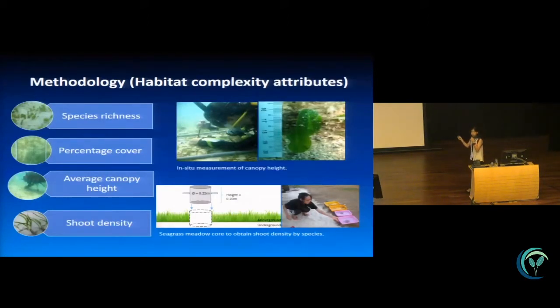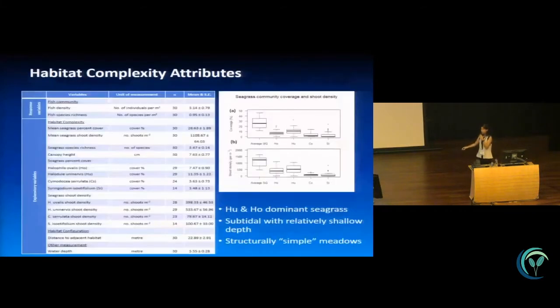After the video has been taken and we return to the quadrat, within the 2 meter by 2 meter quadrat, we assess the habitat complexity with species richness, percent cover, canopy height, and also the shoot density, by using coring and sorting it out by species.